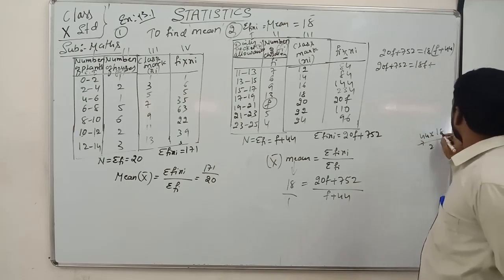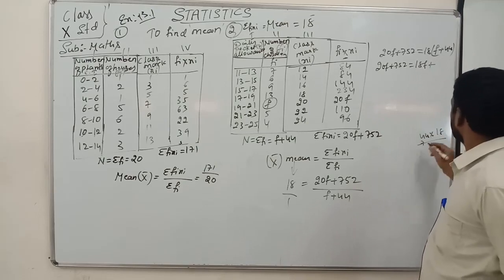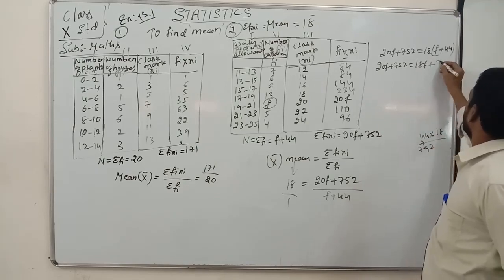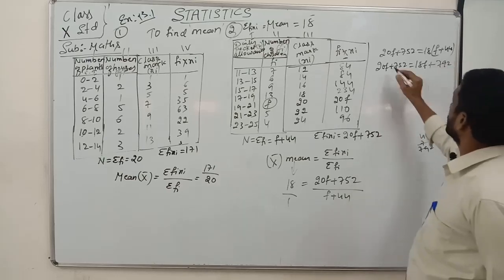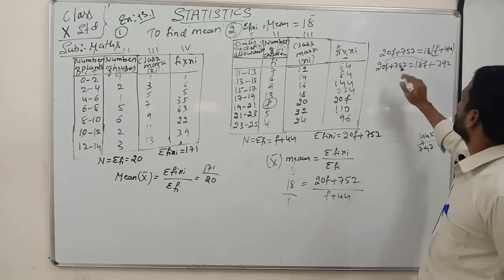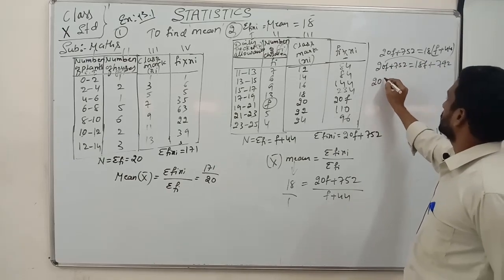72, 72 plus 7, 79, so 792. Here, once again, you check that one. Here these two are like terms, f terms are like terms, so we can simplify the like terms.